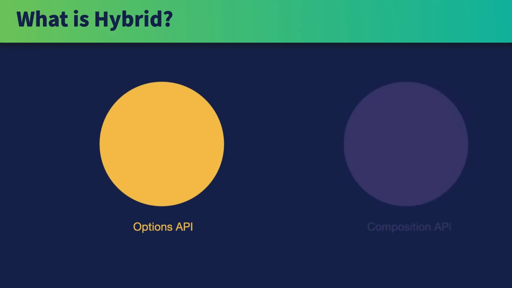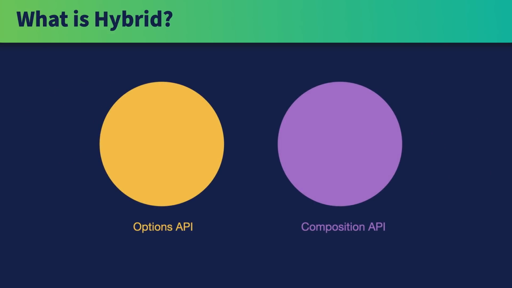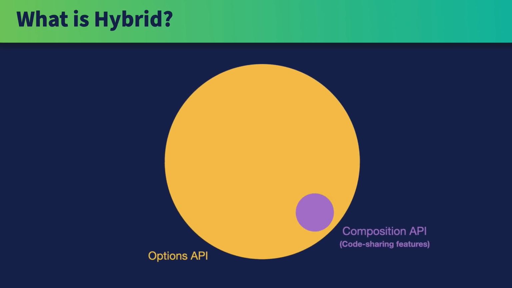Hybrid means to mix 2 different types of APIs together, the options API and the composition API. You can keep most of your code in the options API and still benefit from the code sharing features of the composition API. Let's apply this hybrid pattern in a component.